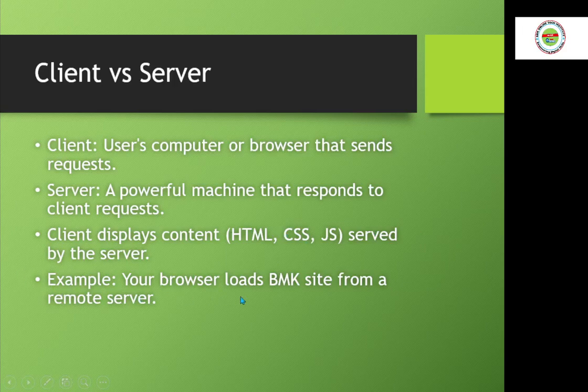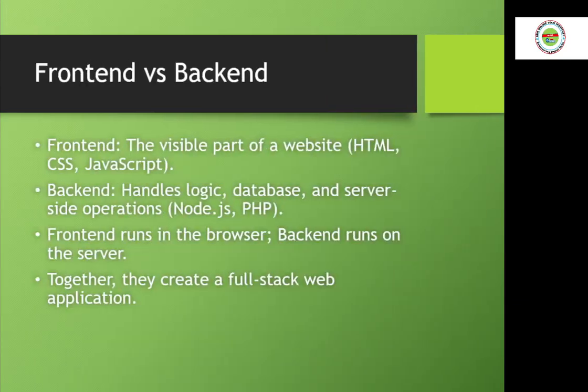So for example, your browser loads a BMK site from the remote server. When you load a BMK site from a remote server, it's an example of you as the client displaying the content of HTML, CSS, and JavaScript. When you first load it, you see images, pictures, information, and also a whole lot of things, buttons and so on. All those things are the contents of the technologies that we write behind the scene, the code we write behind the scene, to ensure that you see it as normal text, normal information, normal images, and so on. But there is a logic behind it. So that is it.